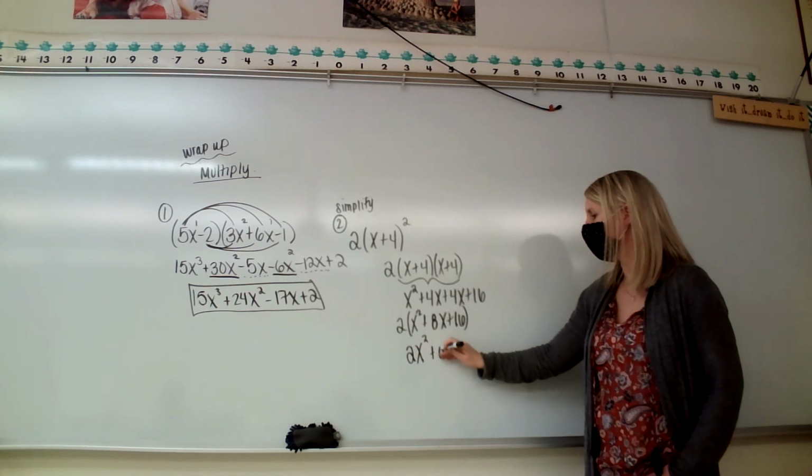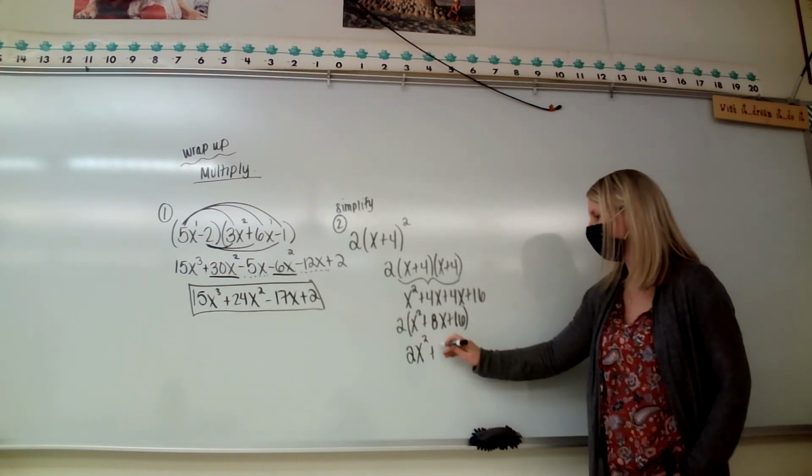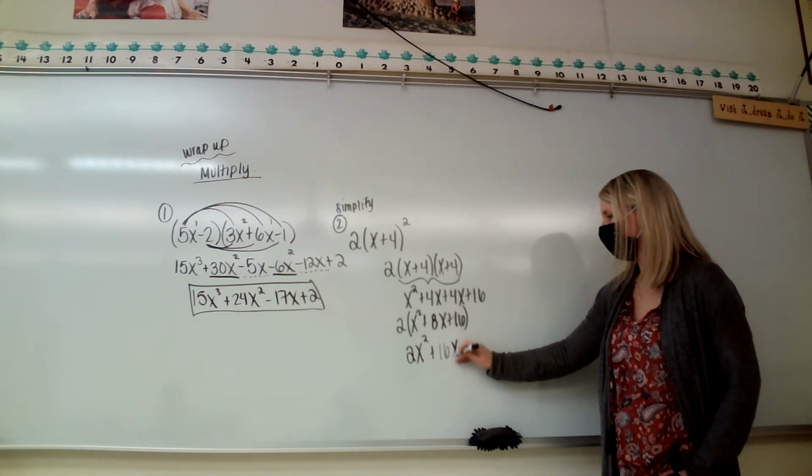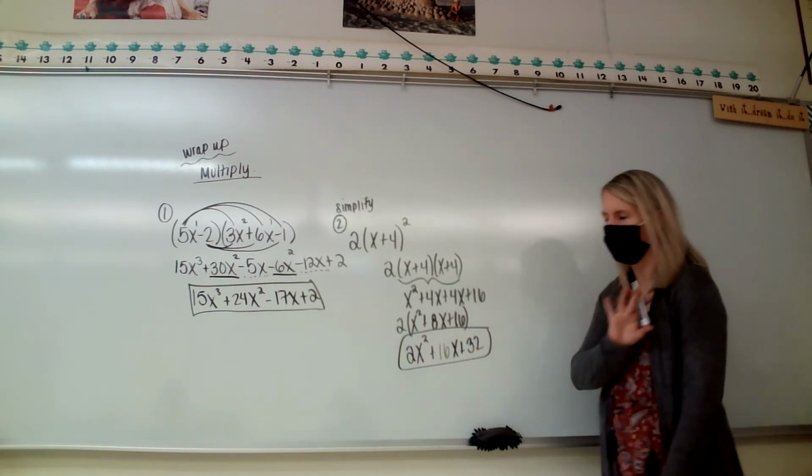So if, that's not right, Mr. Sherman, trying to talk and write at the same time. 2x squared plus 16x plus 32. Obviously, I gave you 0 guidance on this, so if you did this one wrong, that's okay.